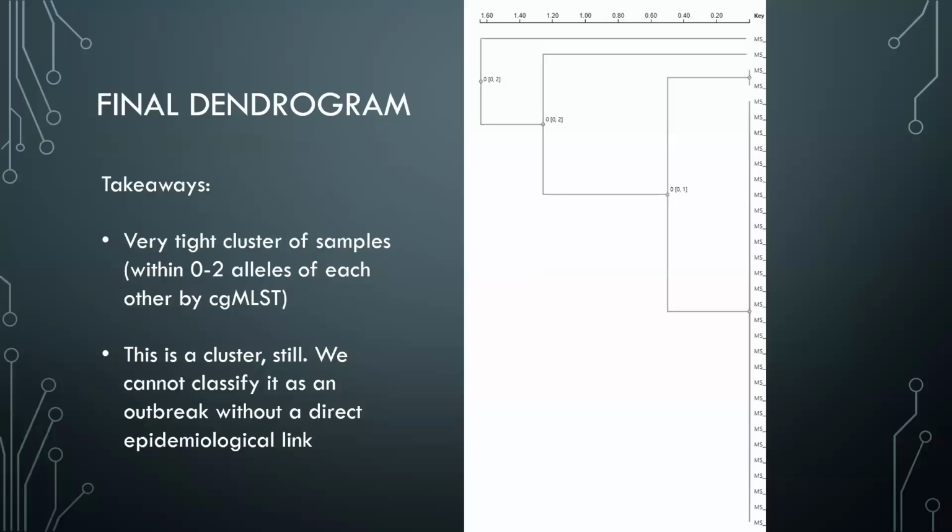This is what the final dendrogram looked like. It's a very tight cluster. All of the samples were related within 0 to 2 alleles. I think only 4 of these samples were from people who lived outside of County A. The rest were all people who lived in County A. And importantly, this is still a cluster. We can't classify it as an outbreak at this point in the investigation because we haven't identified a direct epilink, or at this point in the presentation.